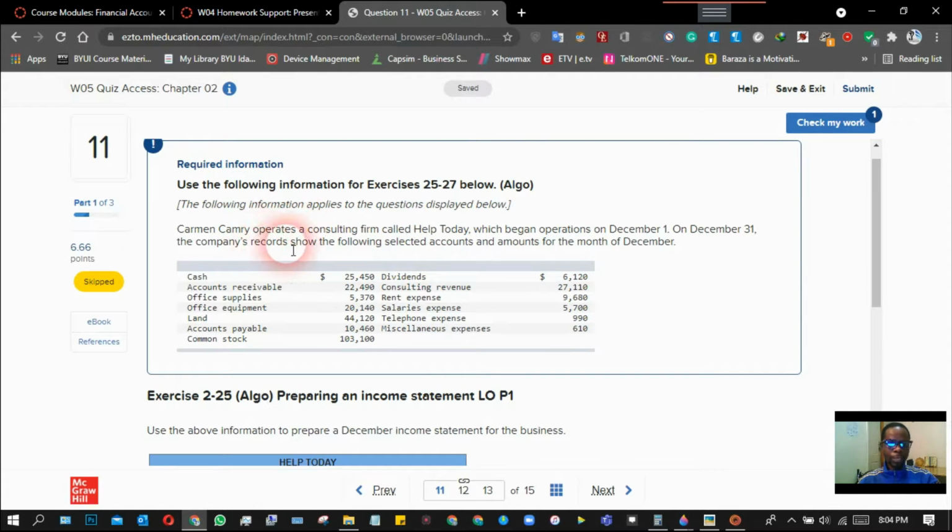Now we've been given this information here that we will use in all the questions. The information says Cameron Camry operates a consulting firm called Help Today, which began operations on December 1. On December 31, the company records show the following selected accounts and amounts for the month of December. You've got cash, accounts receivable, office supplies, office equipment, land, accounts payable, common stock, dividends, consulting revenue, rent expense, salaries expense, telephone expense, and miscellaneous expense.